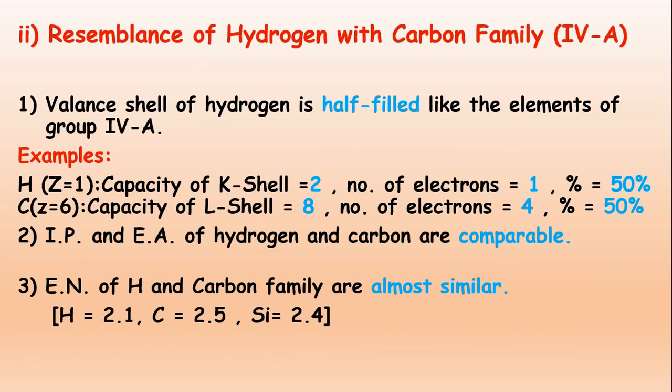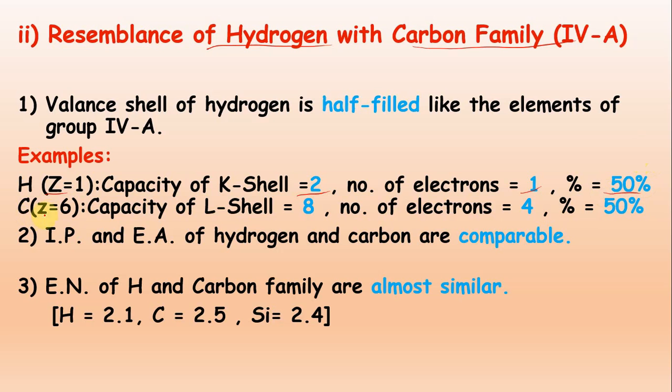Now the second main comparison is the resemblance of hydrogen with the carbon family, fourth A group. Number one similarity is that the valence shell of hydrogen is half filled like the elements of the fourth A group. Now look at this example. Hydrogen has atomic number one and we can fill a maximum of 2 electrons in the first shell. Hydrogen has only one, so 1 is remaining, so 50% of the shell will be filled by the electrons.